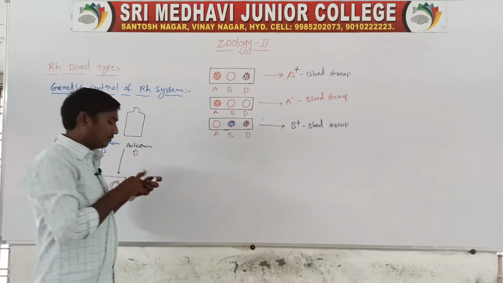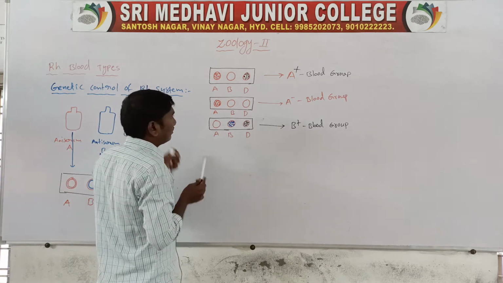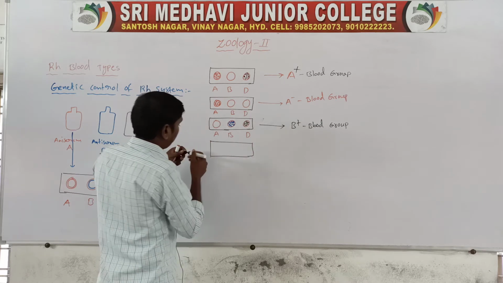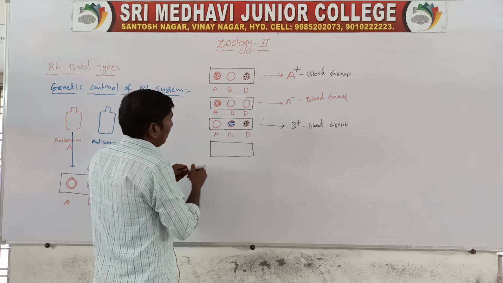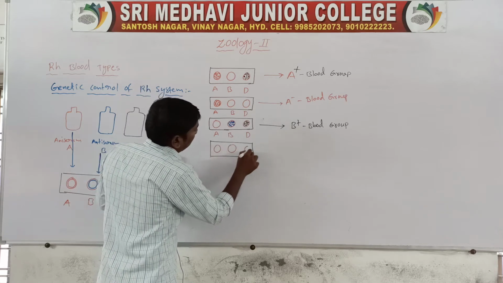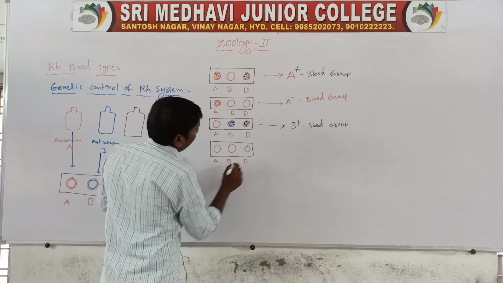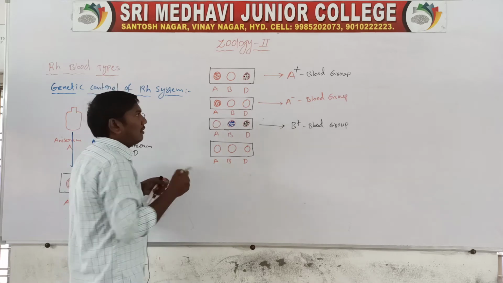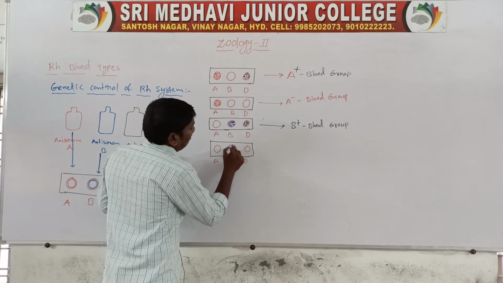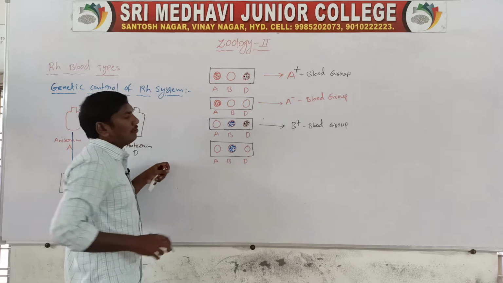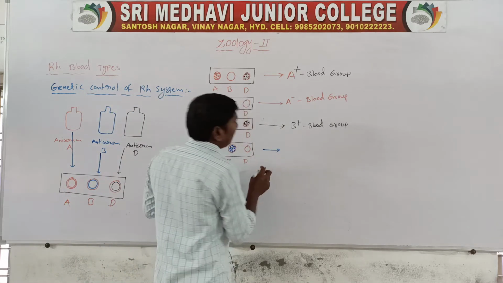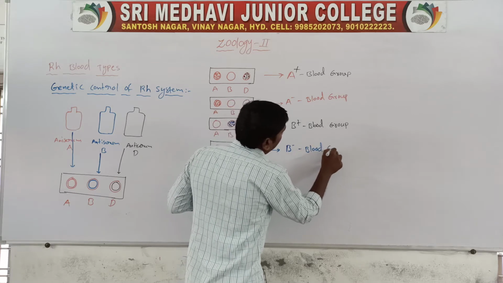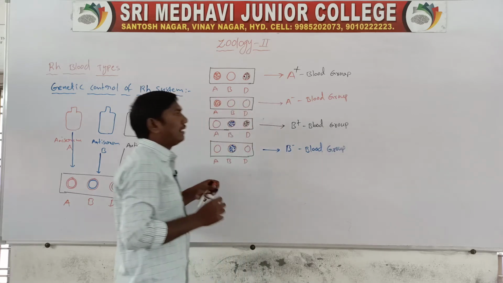Next one. Sample A, sample B and sample D. Clumping forms only in the B sample. So that person's blood group is B negative.